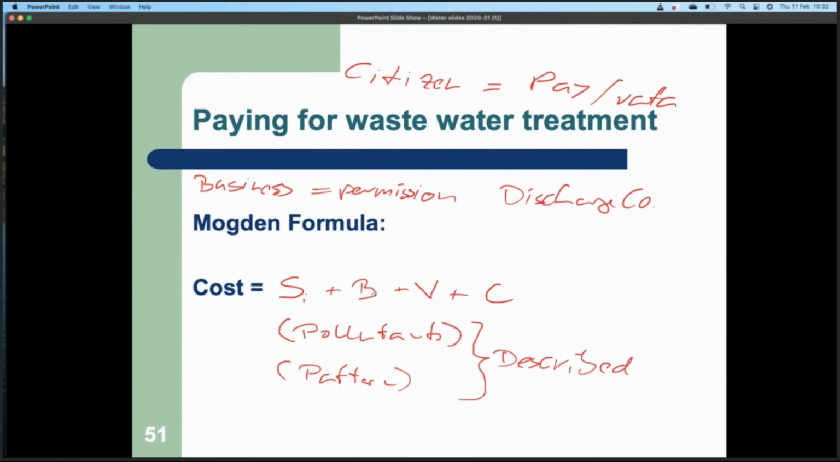So rather than discharging all of this stuff at the same time that the citizens wake up in the morning and go to the toilet, you discharge it in the middle of the night, and then we have a leveling out of the load. So all these things are described in the discharge consent, and that's a legally binding document that a business has to adhere to. So that's the interesting thing: a business needs permission to discharge.